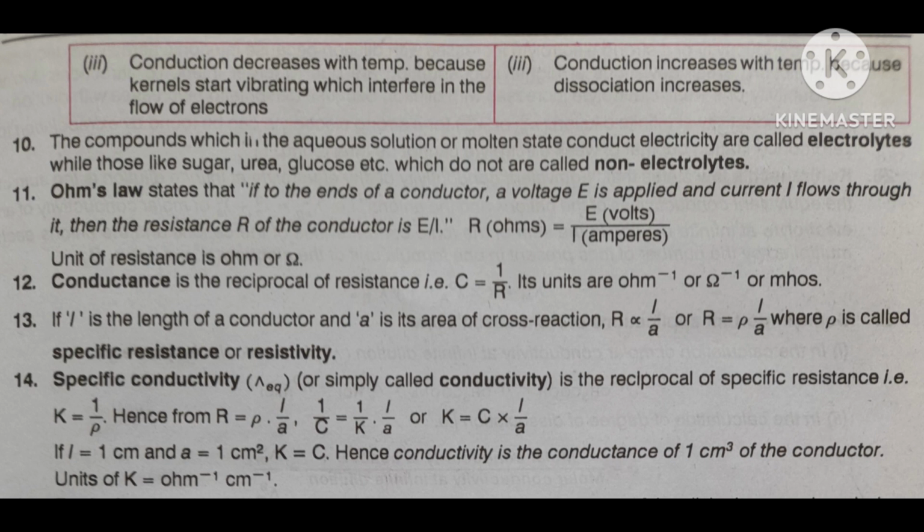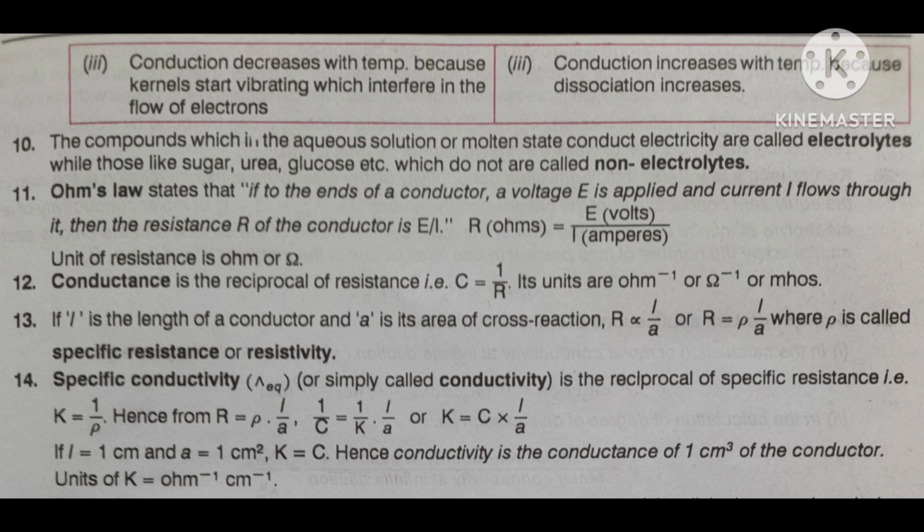Now further, if L is equal to 1 centimeter and A is equal to 1 centimeter square, both are 1, then K and C are both equal, K is equal to C. Hence conductivity is the conductance of 1 cubic centimeter of the conductor, and the unit of K is ohm inverse centimeter inverse. This is the unit of specific conductivity.